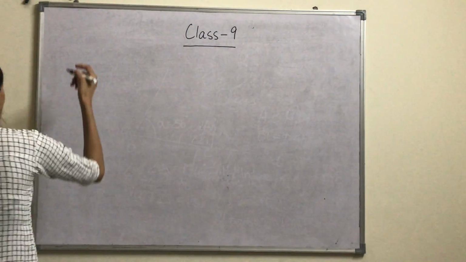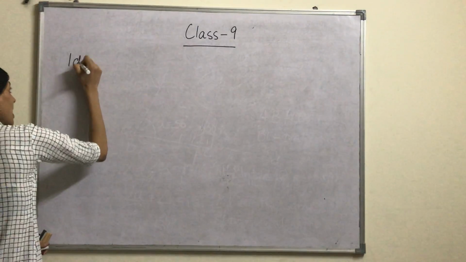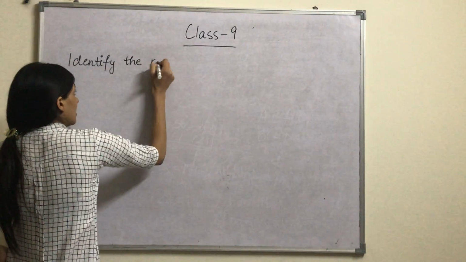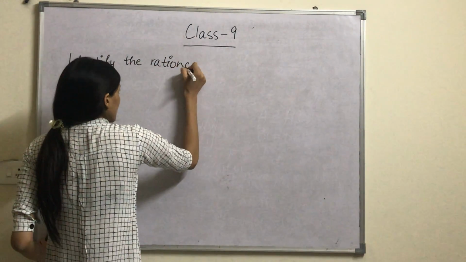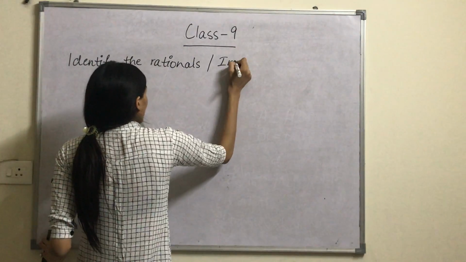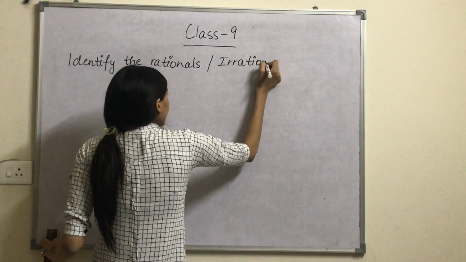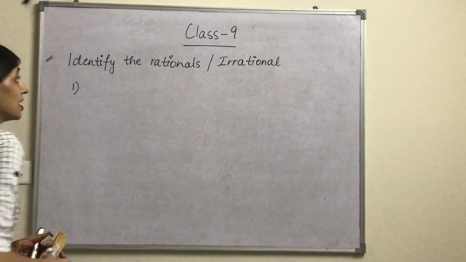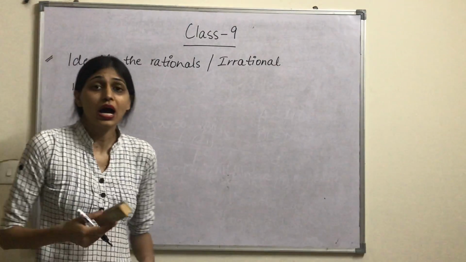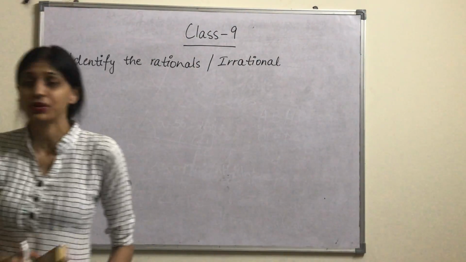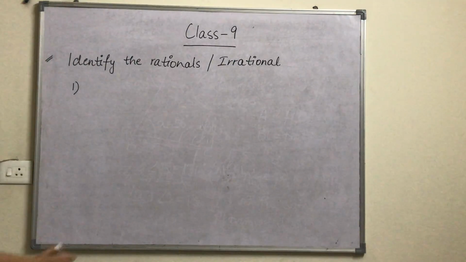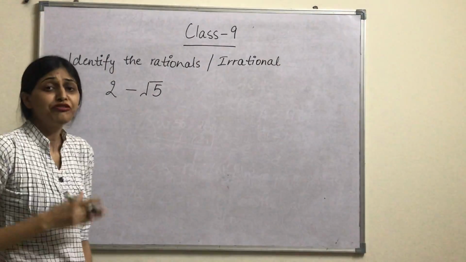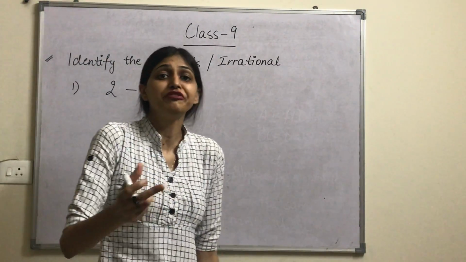The first question given to you is: identify the rationals or irrationals. You have to identify whether the number given to you is rational or irrational. So how do you identify? The first question given to you is 2 minus root 5.